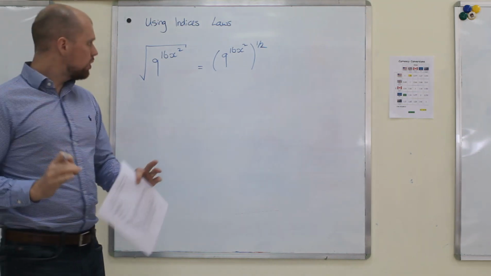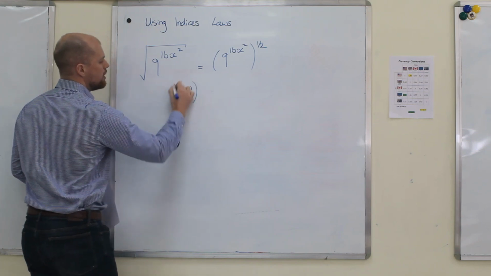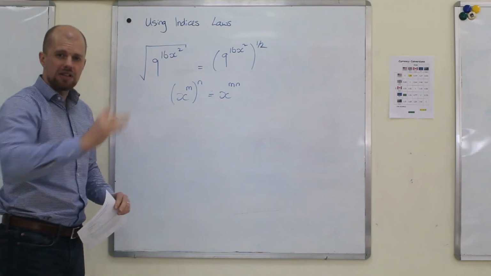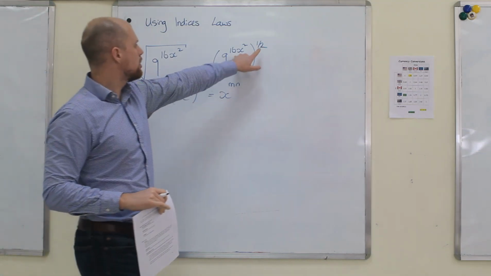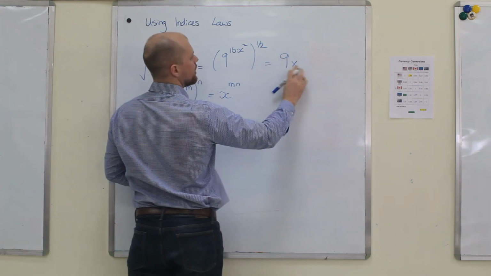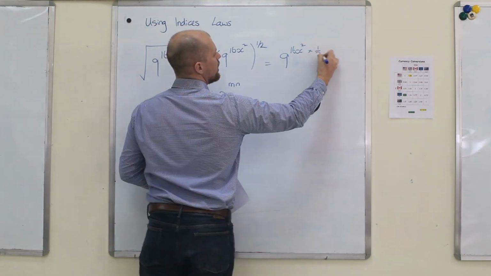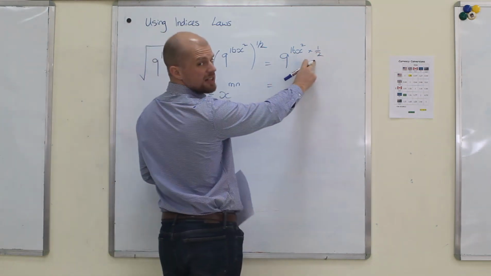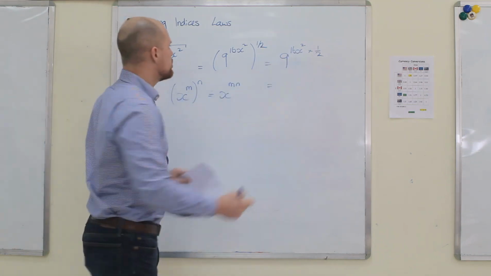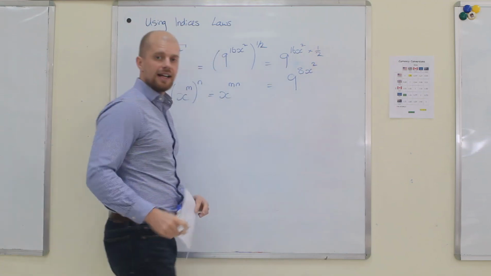Now, the law that we're going to use is that x^m to the power n is the same as x^(mn), so m times n. So what I'm going to do is multiply these together. I get 9 to the power of 16x squared times 1/2. Now 16x squared times a half, you times by half, the same as dividing by 2. You just do 16 divided by 2, and it gives you 9 to the power of 8x squared.